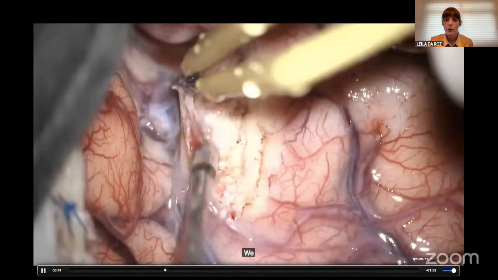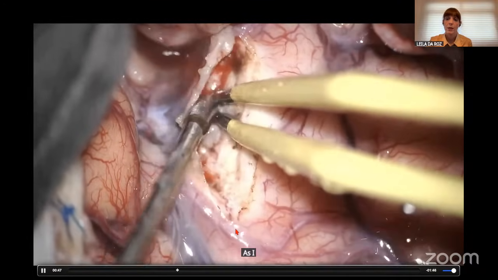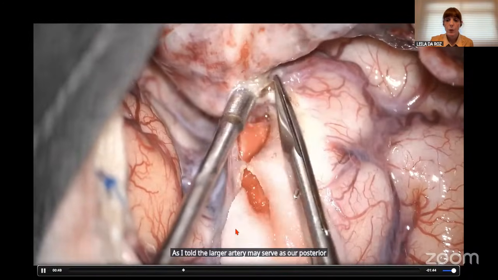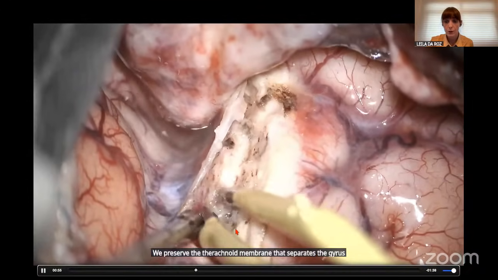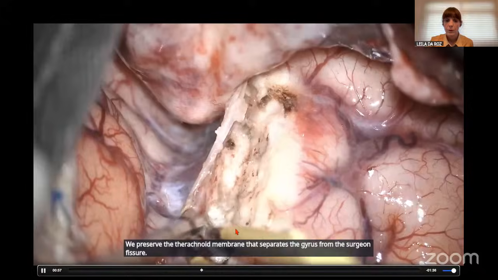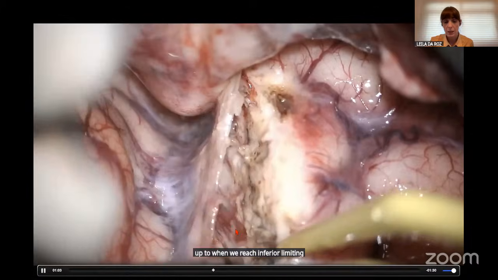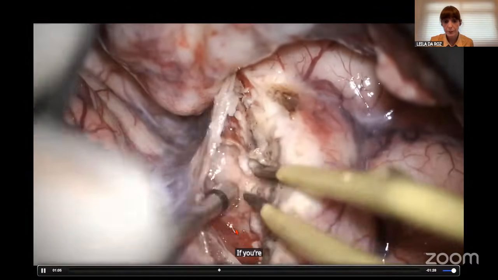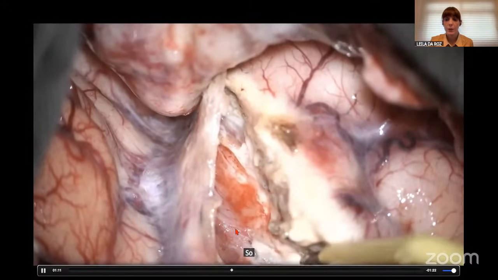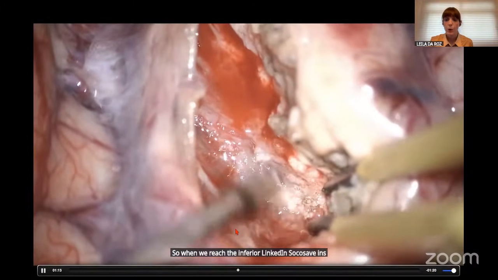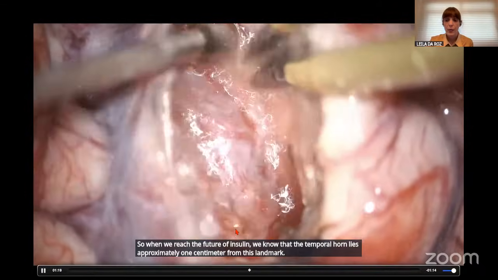We follow the dissection through the superior temporal gyrus. As I told you, a larger artery may serve as our posterior limit. We preserve the arachnoid membrane that separates the gyrus from the Sylvian fissure, up to when we reach the inferior limiting sulcus of the insula. So when we reach the inferior limiting sulcus of the insula, we know that the temporal horn lies approximately 1 centimeter from this landmark.